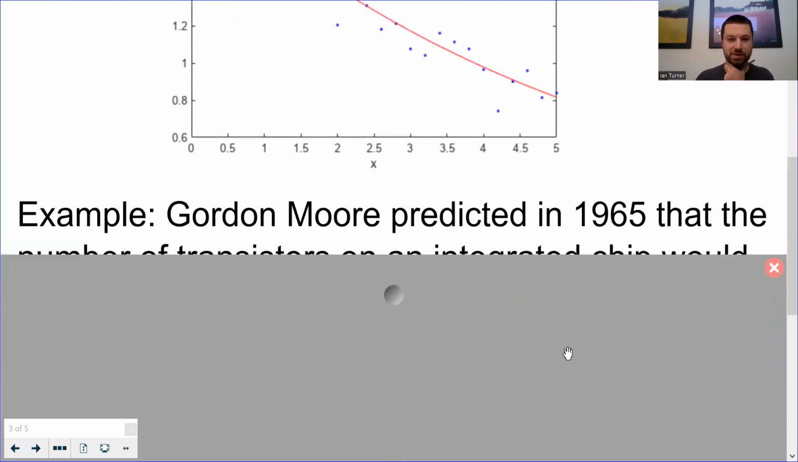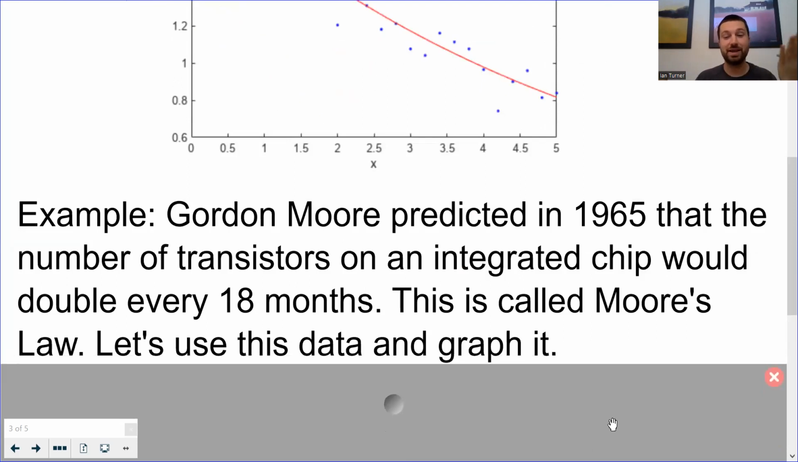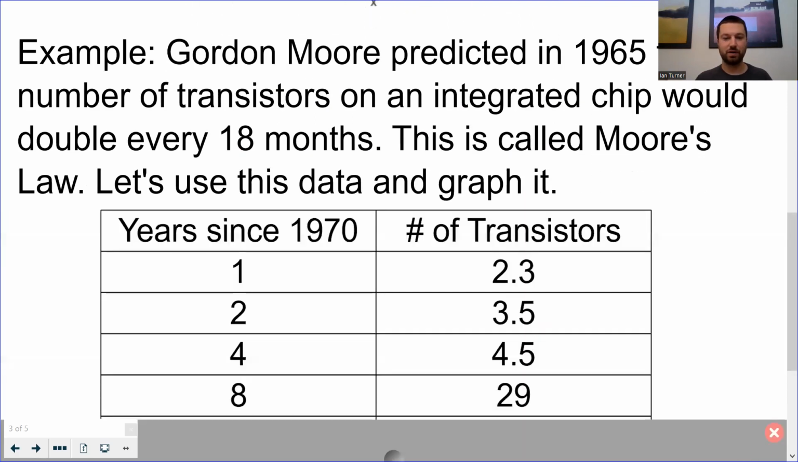Okay, so let's see. I'm sure we're just going to jump into an example here. Ooh, again, this is like real stuff, folks. This is a huge example, and this is true. So Gordon Moore in 1965, I think he was working at Intel, said that the number of transistors in an integrated chip would double every 18 months. This is called Moore's Law, and it's held true. He predicted this in 1965. Every 18 months, our chips get that much better. That's why computing has gotten so much better since 1965. And it's Moore's Law. So super interesting stuff here.